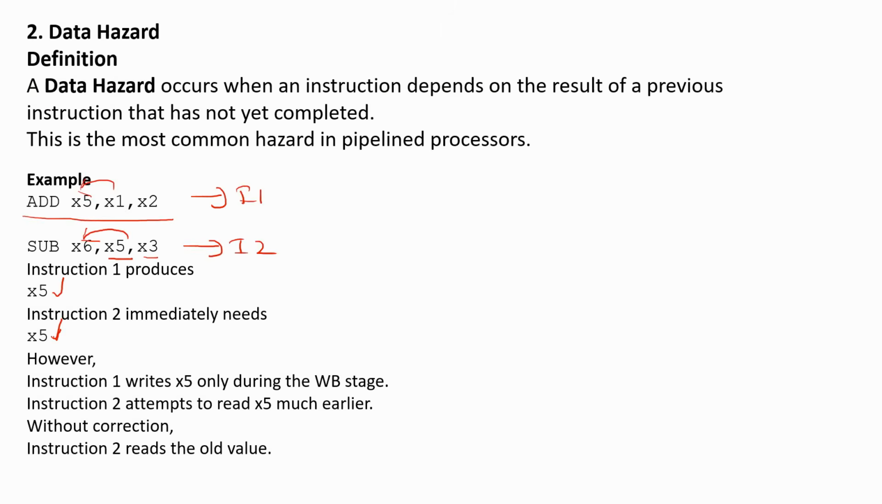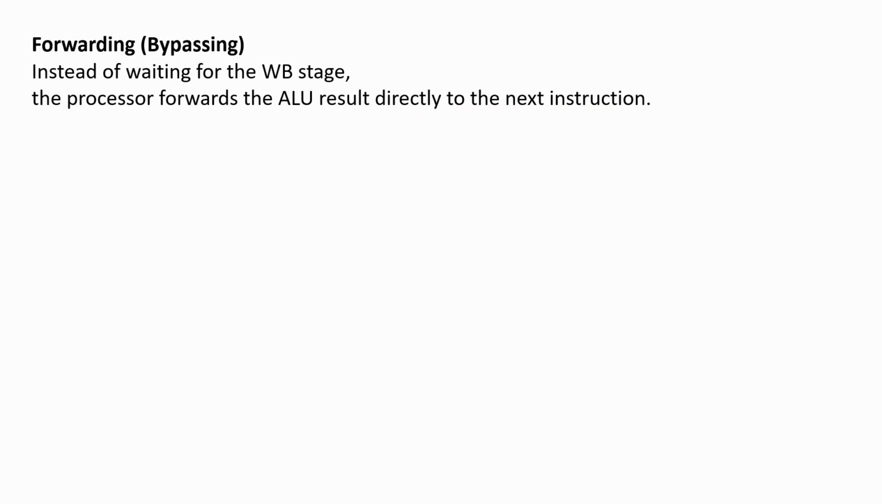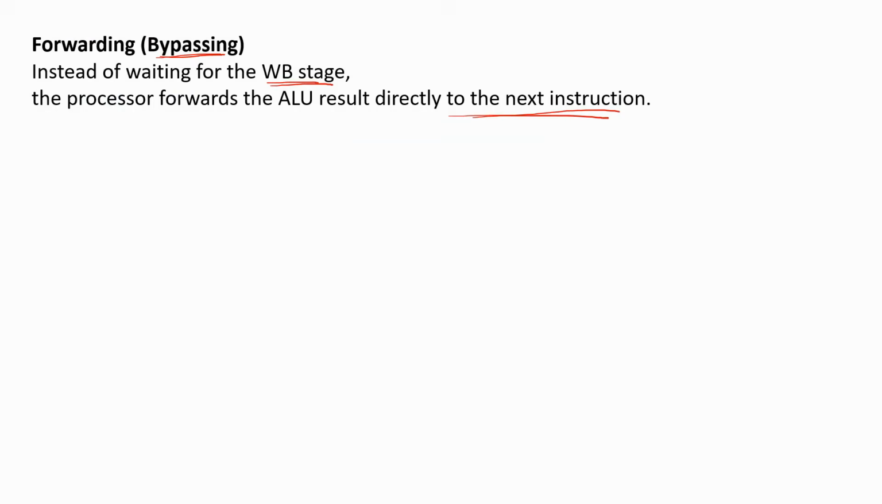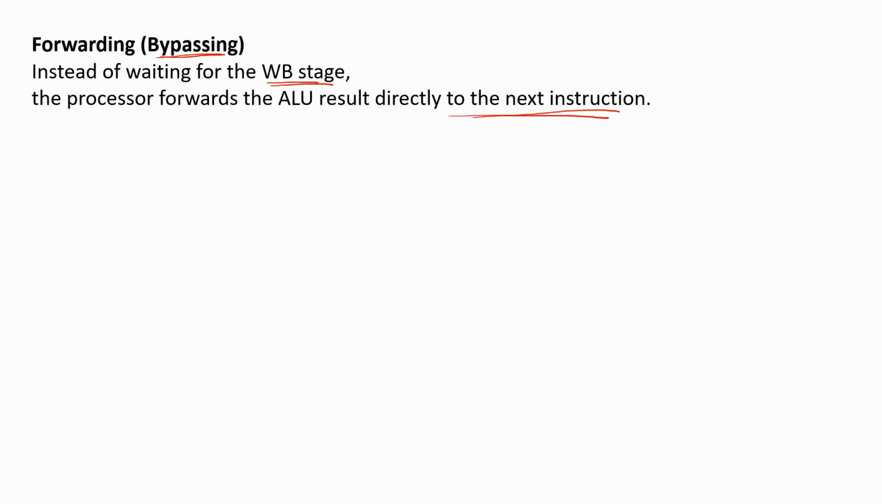Now, what are we going to do if we have this data hazard? We are going to use something known as forwarding or bypassing. Instead of waiting for the write back stage, the processor forwards the ALU result directly to the next instruction. So instead of writing back into the register or the memory, we directly give it to the next instruction. This is how we deal with a data hazard. And control hazard we will discuss in our next sessions.